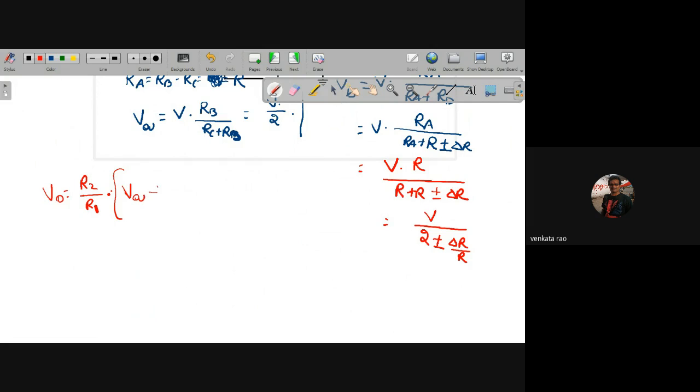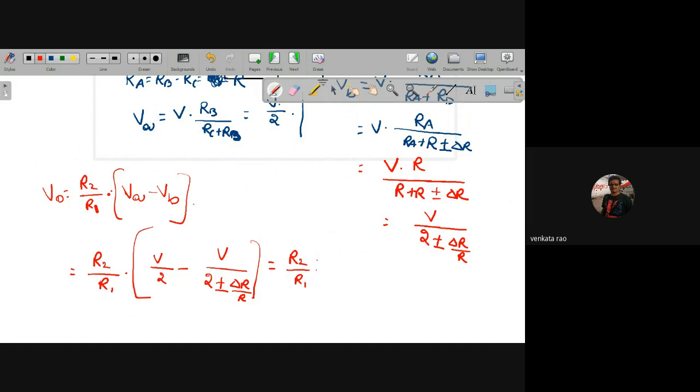VA minus VB. Substitute values. R2 by R1 into VA is V by 2 minus VB is V by 2 plus R minus delta R by R. Just to simplify this, R2 by R1 into, taking V common, now it is 2 plus R minus delta R by R minus 2 by 2 into 2 plus R minus delta R by R.